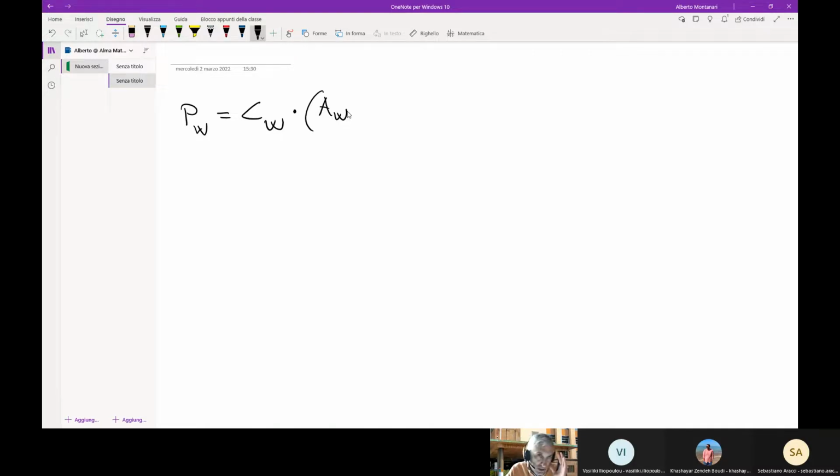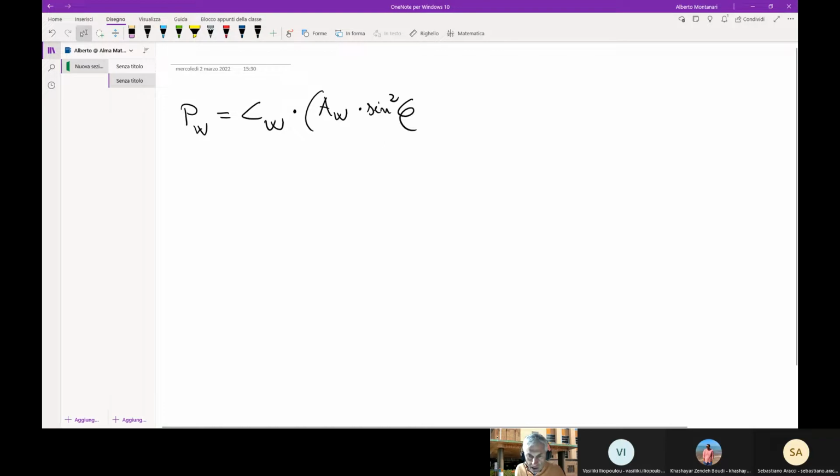I guess you understand what is the longitudinal plane of a ship, but I have a figure later on, so just give me some time. AW, side area of the ship. Perfect. Now, times sin square of an angle which we call phi. What is this angle? It's the angle between wind direction and ship center line.